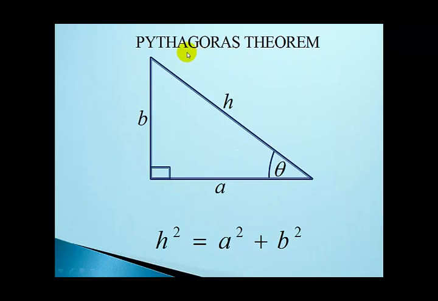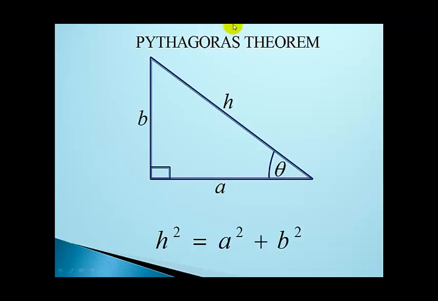Now, let's look at the Pythagoras theorem. Considering the right angle triangle, the angle at this point is 90 degrees, and the side opposite to the 90 degrees angle is called the hypotenuse. That is the longest side of the right angle triangle. We have our angle theta. The side B is opposite to the angle theta, and because H is the hypotenuse, the longest side, it means that the adjacent side is A.